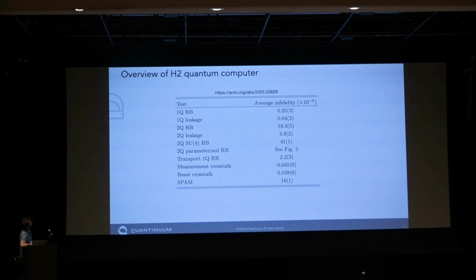So the first, with one exception that's not too important, the biggest number on this slide is this 18. So this is 18 times 10 to the minus 4, or about 2 times 10 to the minus 3. From randomized benchmarking, that's the fidelity measured for our native gate. And our native gate, up to single qubit rotations, is equivalent to a CNOT gate. So that's the thing we can implement easily.